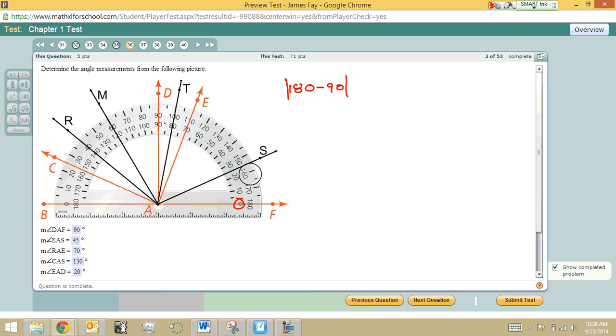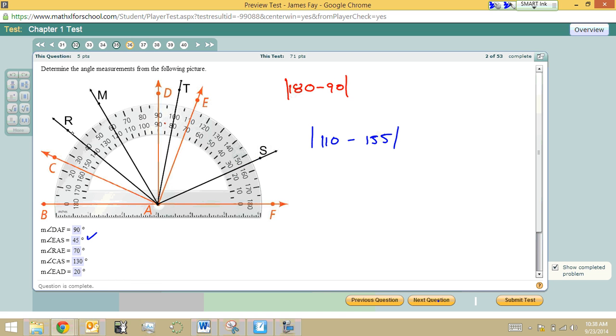If I want EAS, I'm going to look at where EAS goes through. Right there. Right there. Okay, so that's what, 110, and this is going to be 155. Absolute value of that then will give me 45.